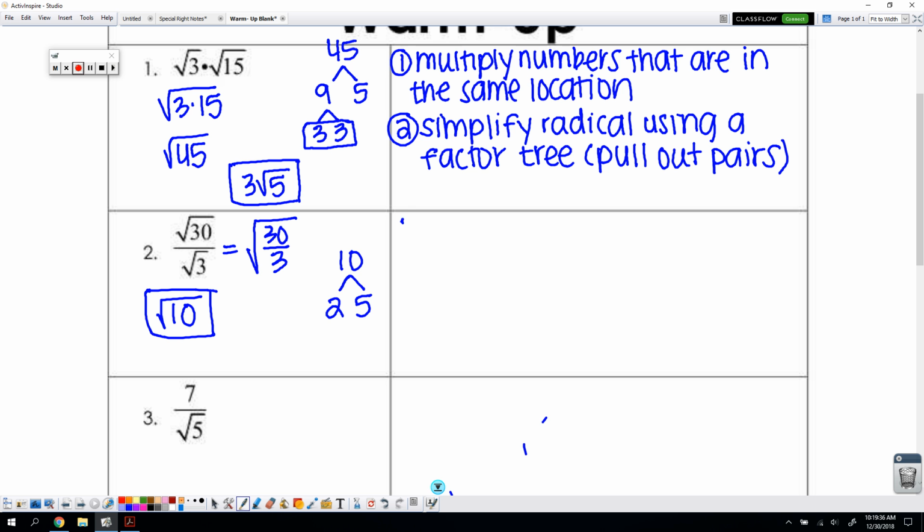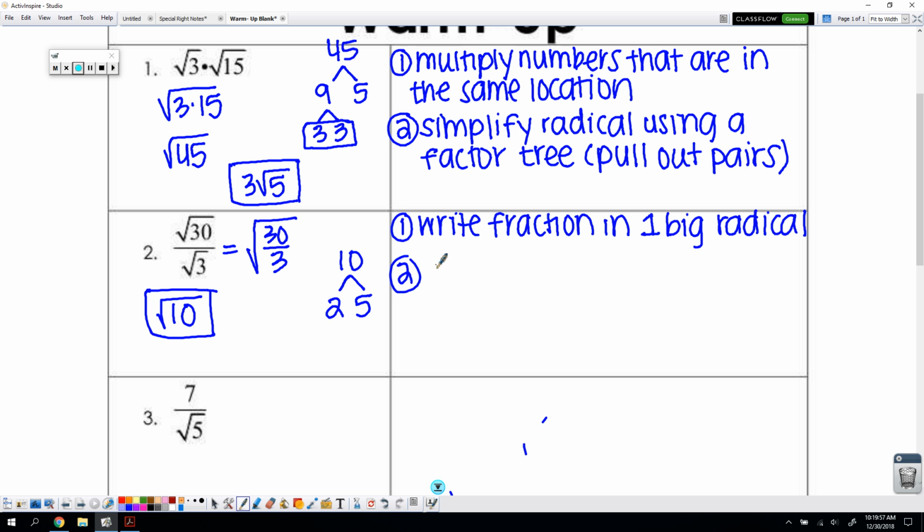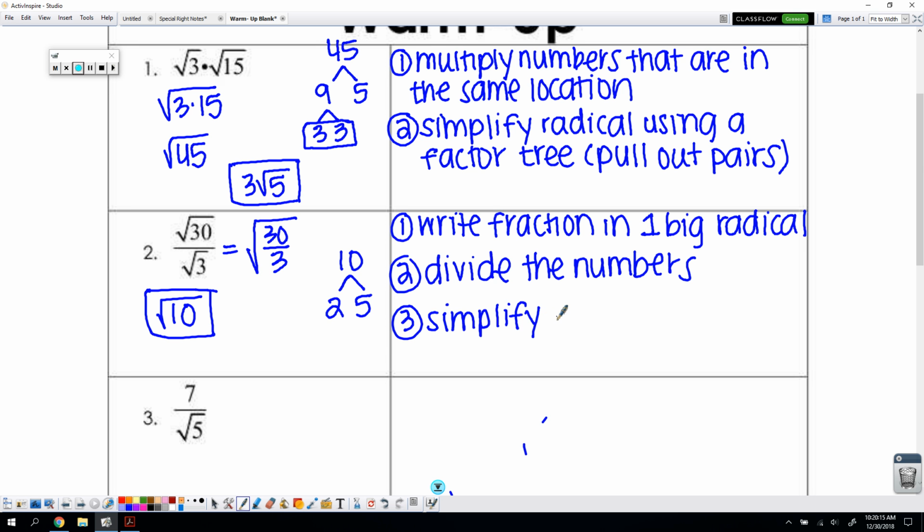Okay, so step number 1 is to write the fraction in one big radical. Step 2 is to divide the numbers. And step 3 is to simplify the radical using a factor tree.